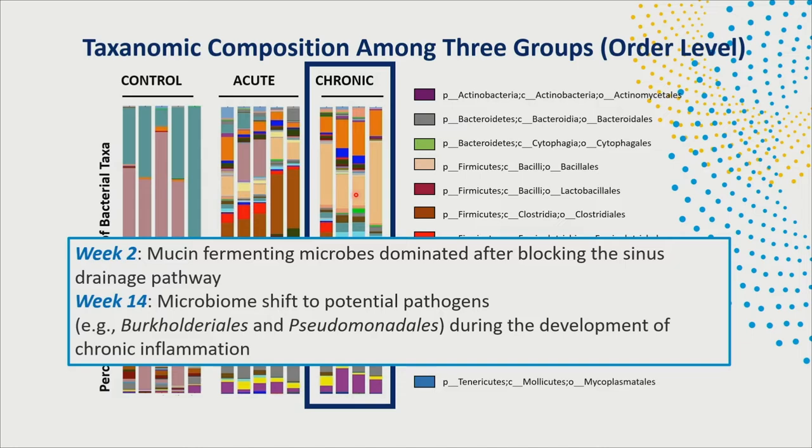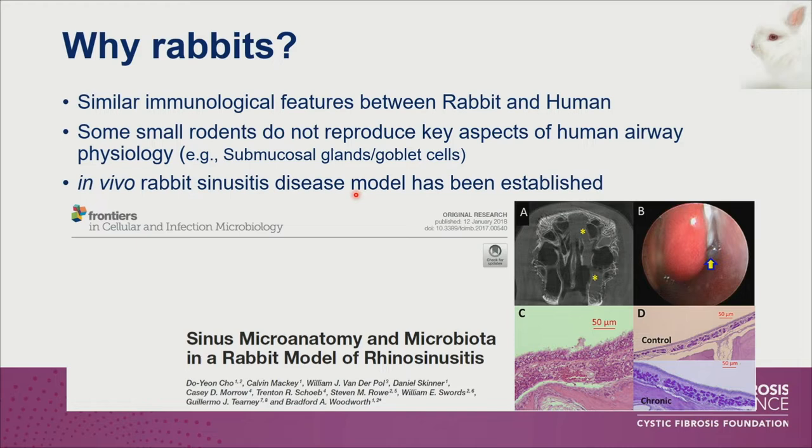A lot of people ask me why I use rabbits. The main reason is that the rabbit has very similar immunologic features to humans. They are also closer in chromosome count: rabbit has 44, human is 46, mouse is 40, and rat is 42. Also importantly, they do have some mucosal glands in the sinus cavity. Some of the murine models don't have them.